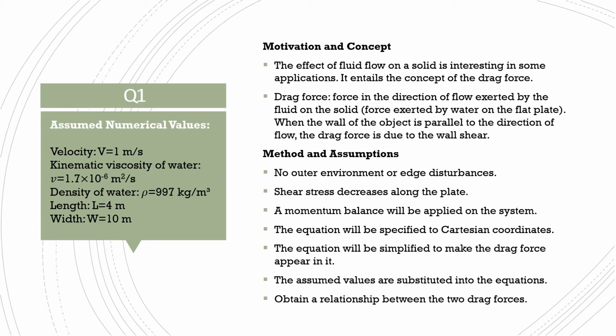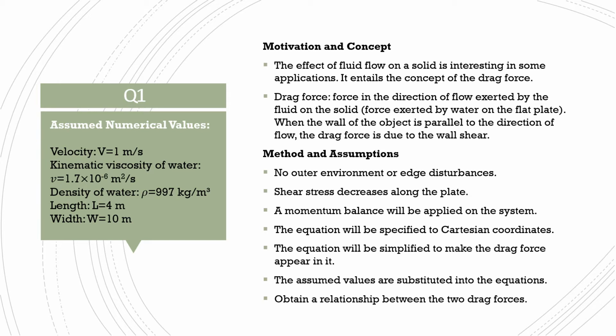So some numerical values were assumed in order to carry out a numerical method. For example, in this question: a velocity of 1 meter per second, the kinematic viscosity and density of water were used, and a length of 4 and a width of 10 were taken for these plates. The length is the length of the first plate. The assumptions outside of the given were that there were no outer environment or edge disturbances, and the shear stress decreases along the plate.